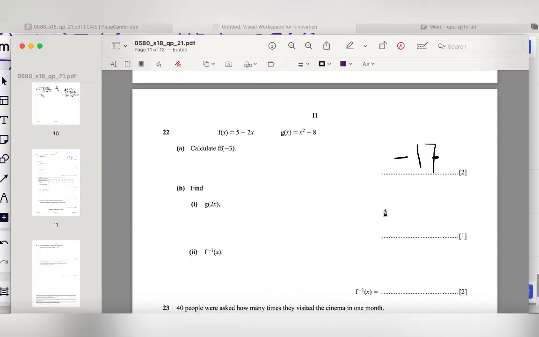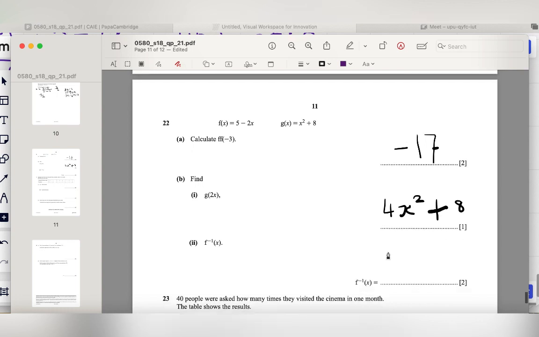4x squared plus 8. Okay, we move to the next one.